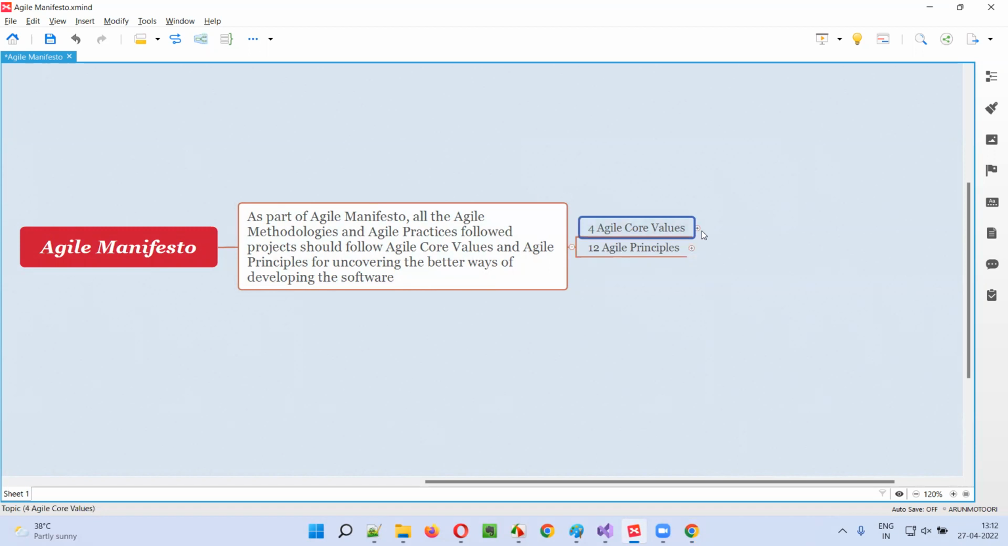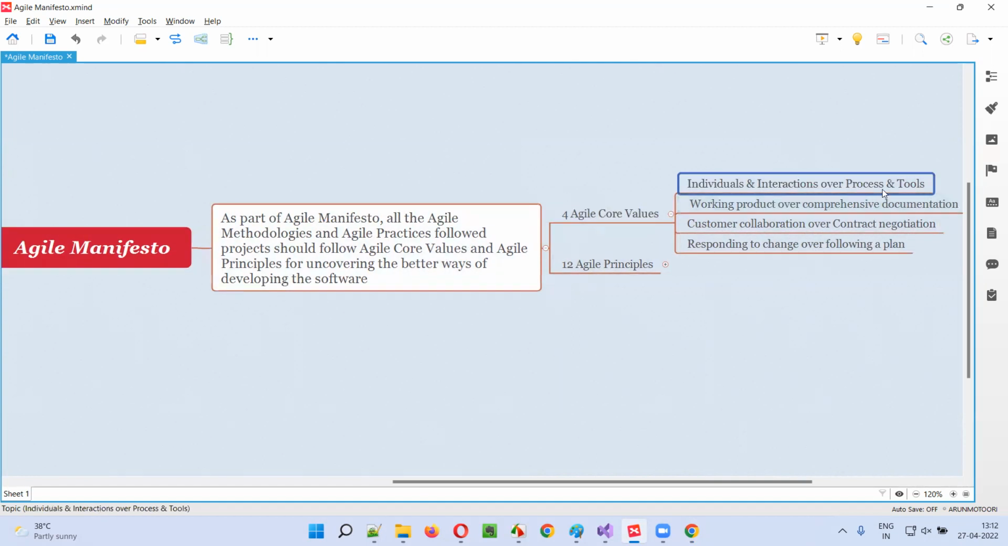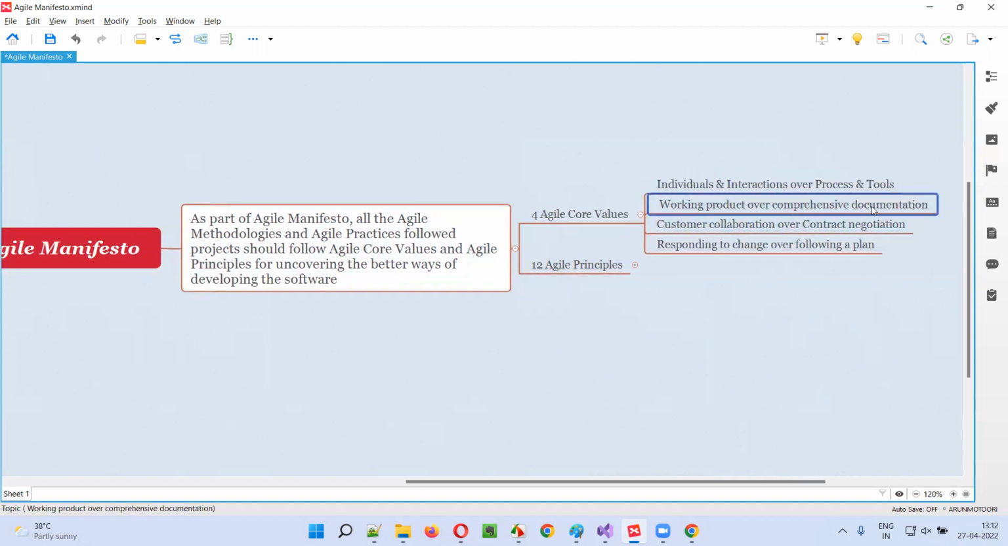What are these 4 Agile core values? Here are the 4 Agile core values that projects have to follow. That is individuals and interactions over process and tools, working product over comprehensive documentation, customer collaboration over contract negotiation, and responding to change over following a plan. These are the 4 Agile core values that projects have to follow to reap the better ways of developing the software.